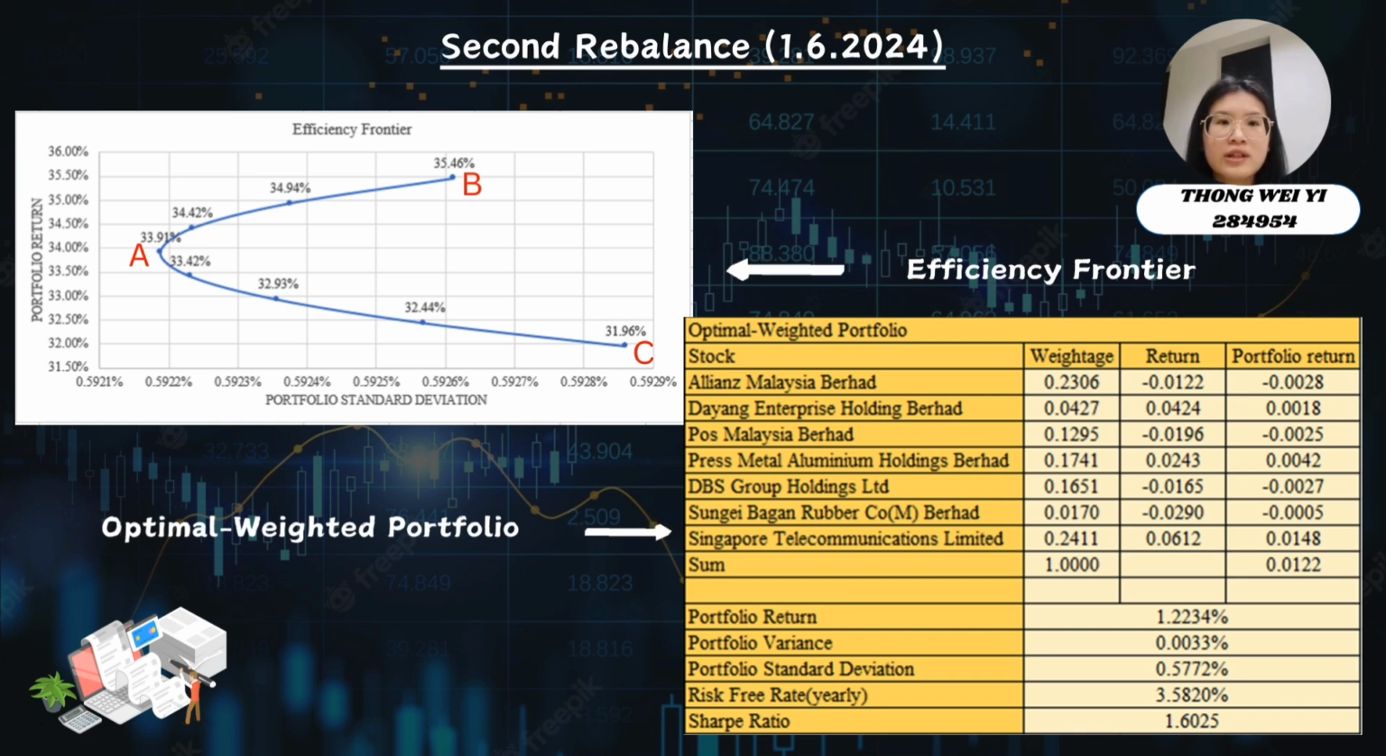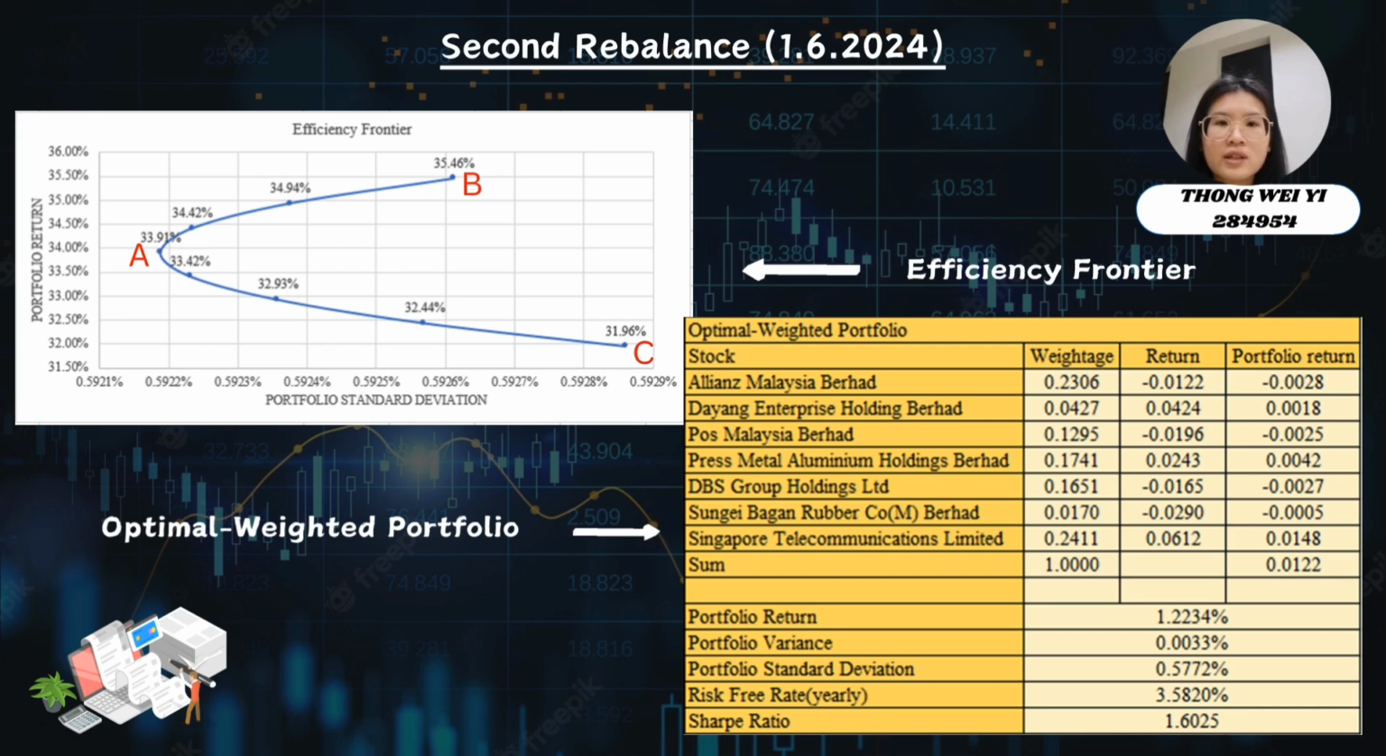After using the Solver function from Excel, we saw the weightage of each stock is different compared to the first rebalancing. In the second rebalancing, some of the stocks have negative returns, which are Alliance Malaysia Berhad, Pos Malaysia Berhad, TPS Group Holdings Limited, and Sungai Bagan Rubber Corporation Malaysia Berhad. From these stocks, the additional international stock Singapore Telecommunication Limited generates the higher return of 0.0612.